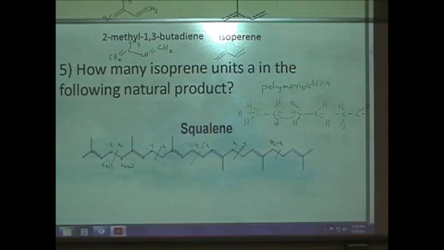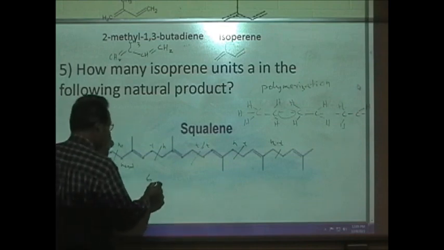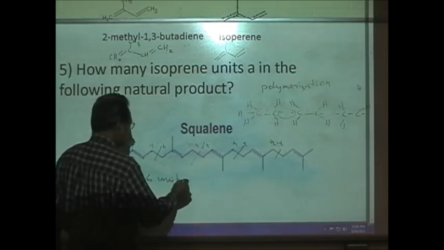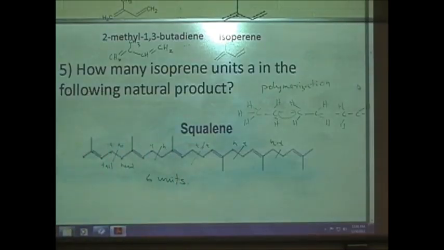Okay. All right. Now, how many of you got the idea? If I gave you a terpene molecule, you need to identify the number of isoprene units. How many did we count here? 6 units. Okay, this is important to understand in chemistry.